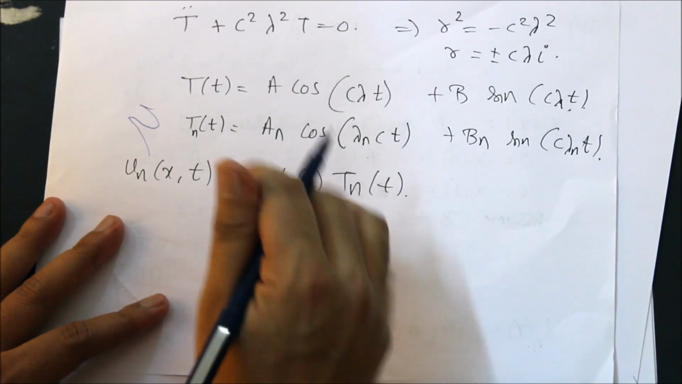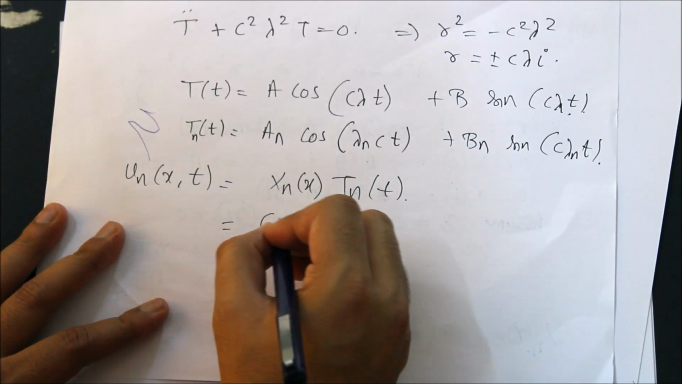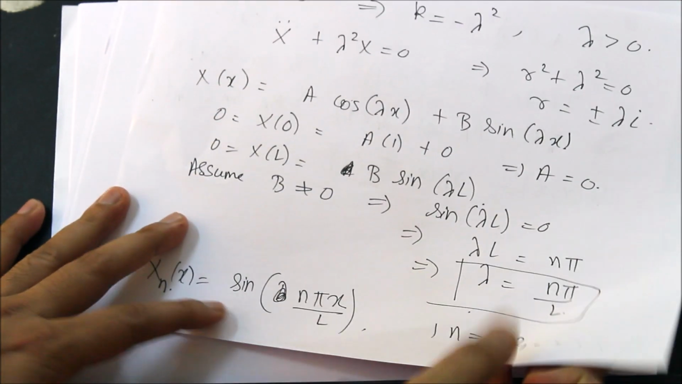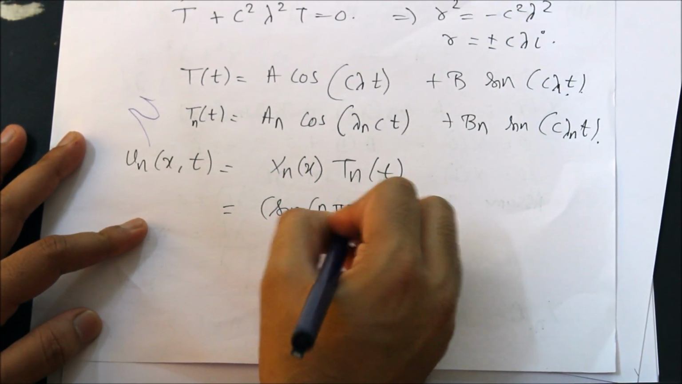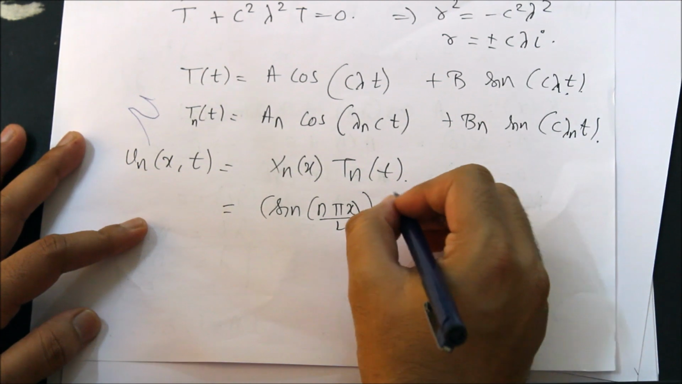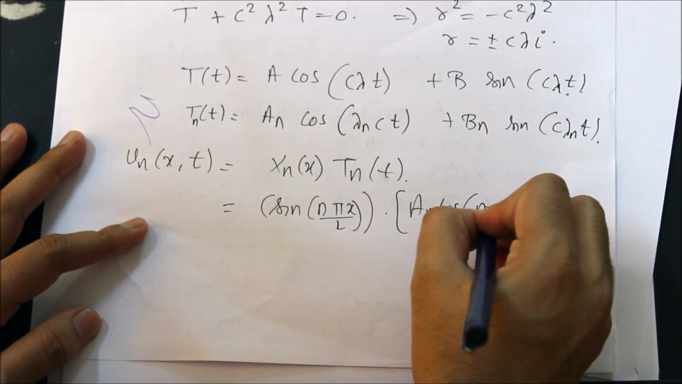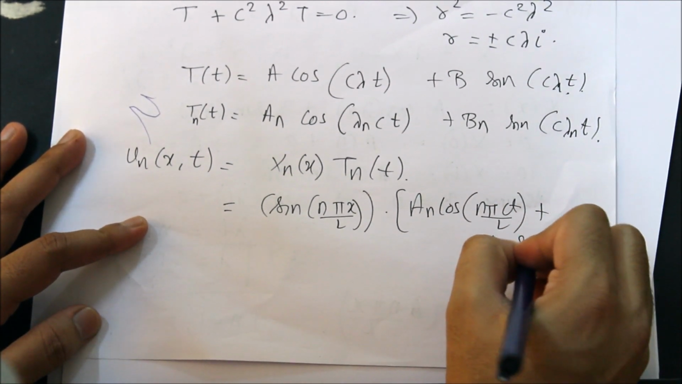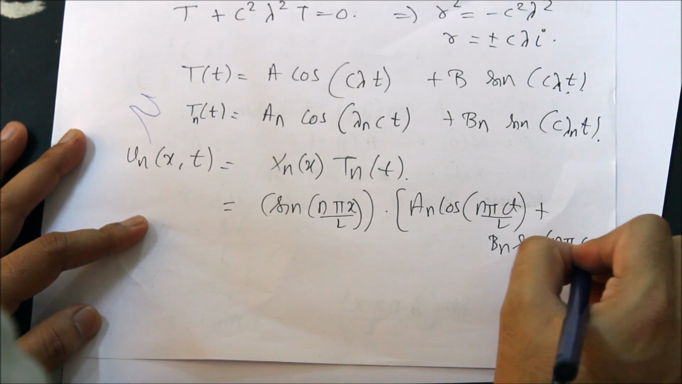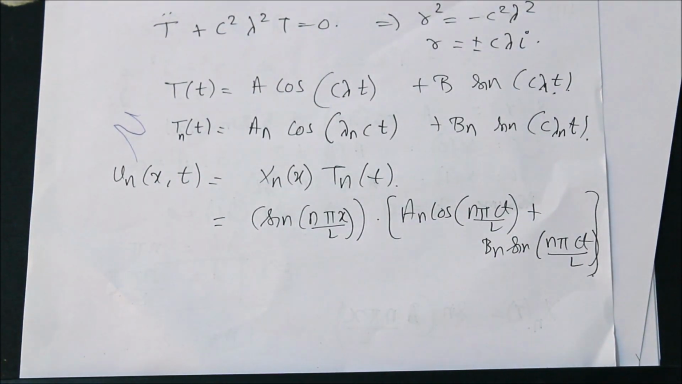And if I take the product, so what is the product? What is X_n(x)? X_n(x) was nothing but sine. It was sin(nπx/L) into A_n cos(nπct/L) plus B_n sin(nπct/L). So this is what my u_n is. You take u1, u2, u3, u4, you have infinitely many solutions.